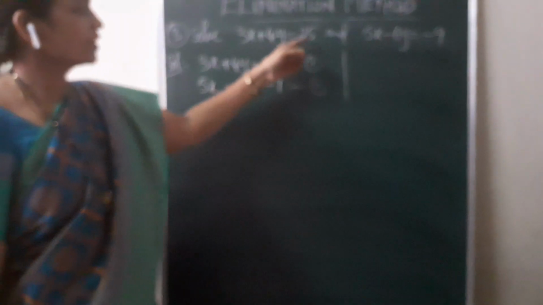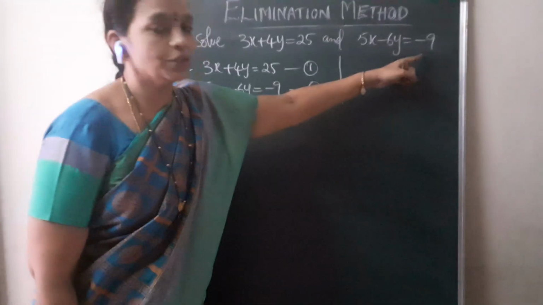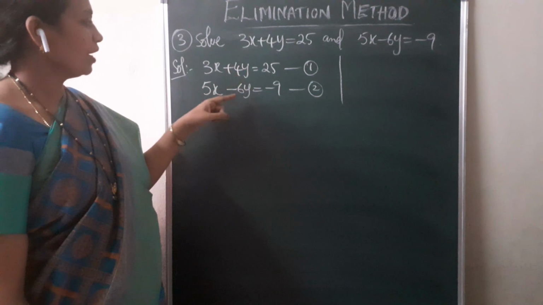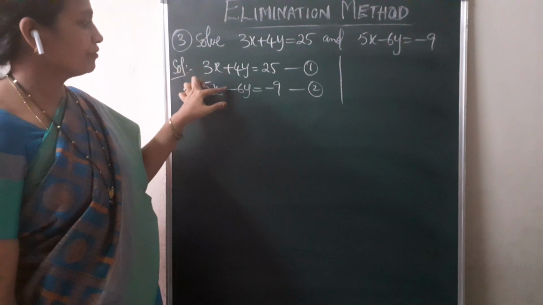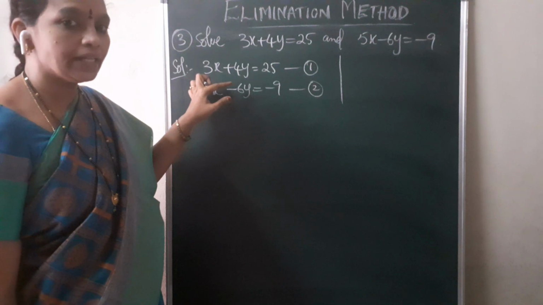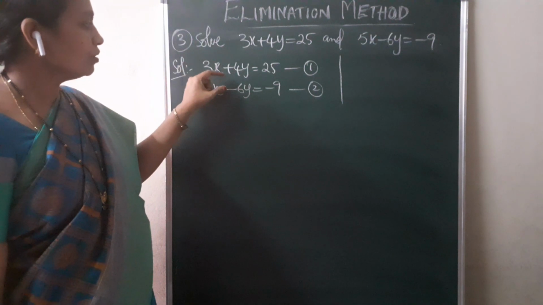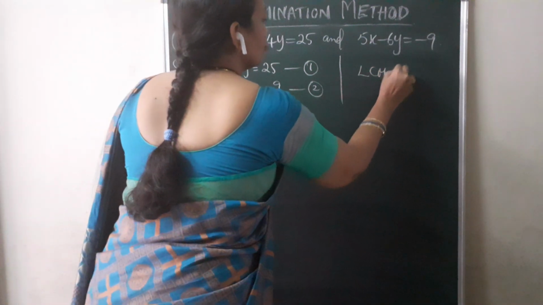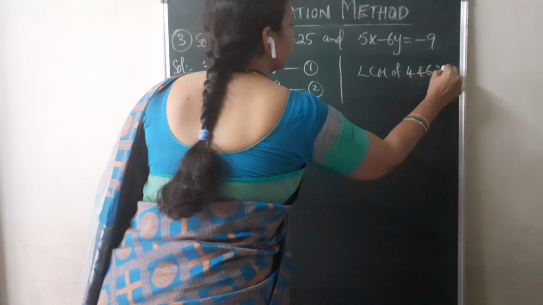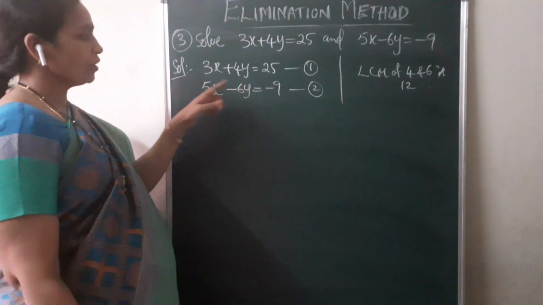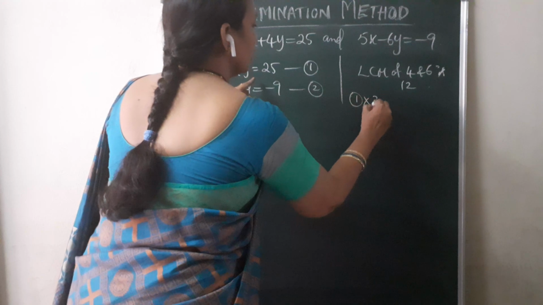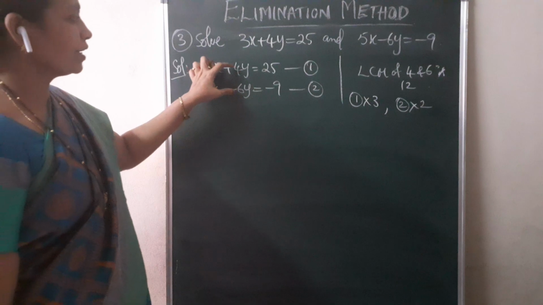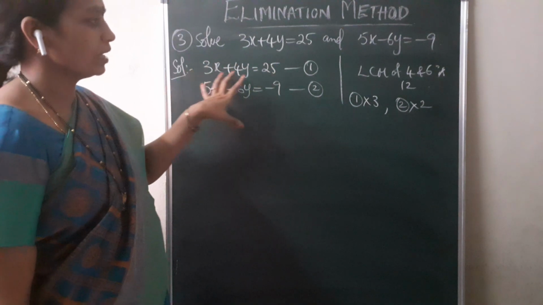Solve 3x plus 4y is equal to 25 and 5x minus 6y is equal to minus 9. So here the y values I want to equate, because the signs are already different. So by adding, we can simplify. The LCM of 4 and 6 is 12. So you have to multiply the first equation with 3 and the second equation with 2, so that both the terms become 12 and the equation can be simplified.